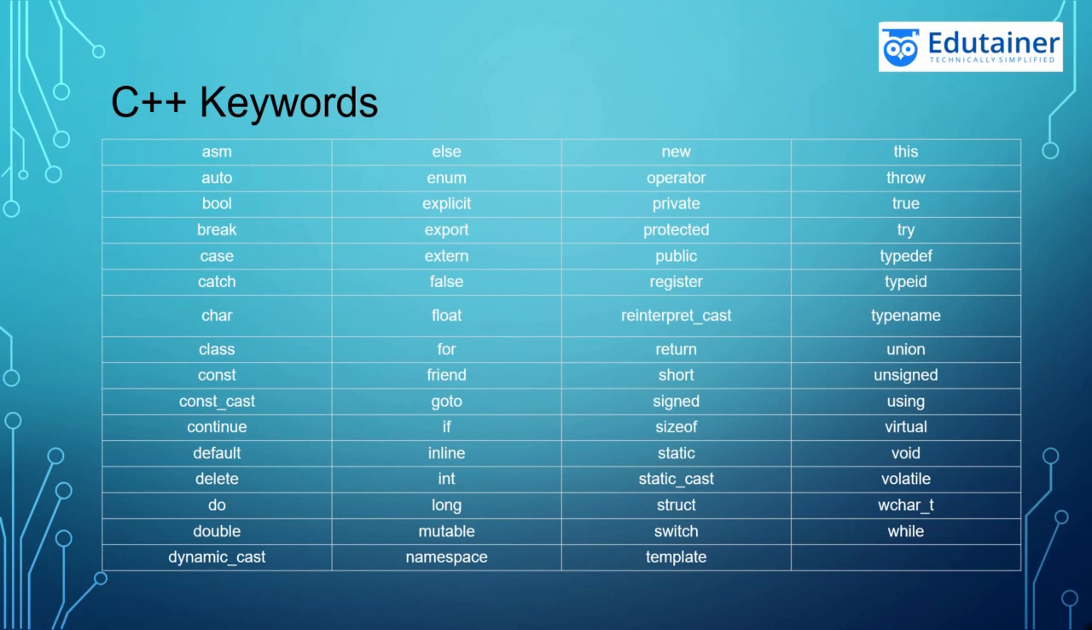C++ keywords. What are keywords? Keywords are reserved words, which means that you cannot name a variable with the same name as a keyword. We have plenty of keywords like asm, else, new, operator, throw, switch, template, namespace. So you cannot name any variable with these keywords.